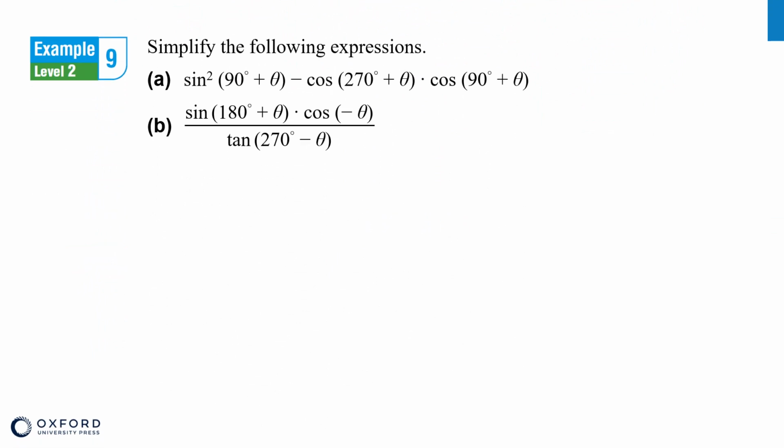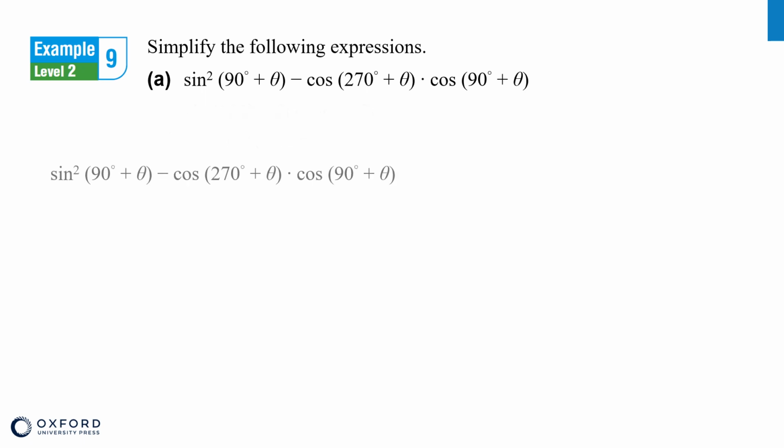We're going to simplify the following trigonometric expression using trigonometric identities. Let's get started. Part A. First, we'll simplify each of these trigonometric ratios in such a way that only theta is left. There are 3 steps to do this.